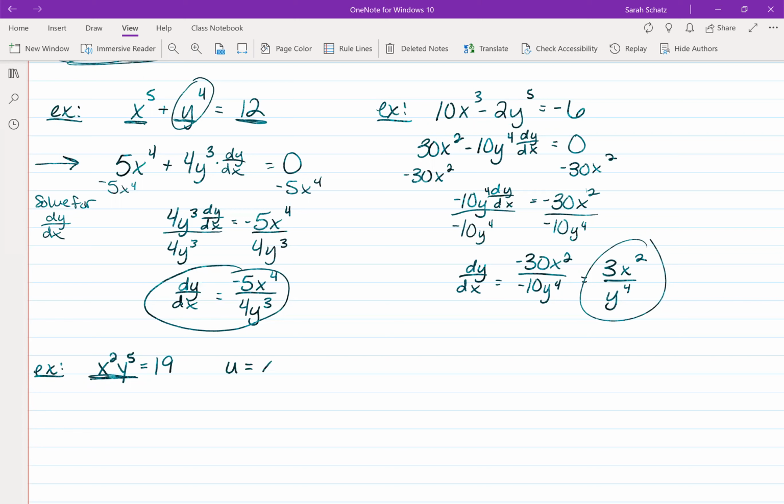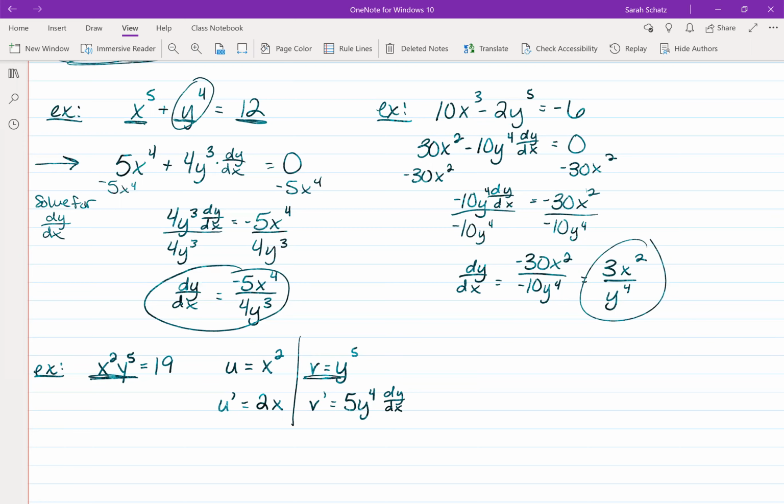Label one of them u, so u is going to be x squared, and v can be y to the fifth. Find the derivatives of each of those. So the derivative of u is 2x, and the derivative of v is 5y to the fourth dy dx, because that's a y. So notice here, just because this x term is attached to the y, when I separated them into two separate things, notice the u's don't have to worry about dy dx's because u only had x squared in it. The only time I had to worry about the dy dx was in the v term that had the y.